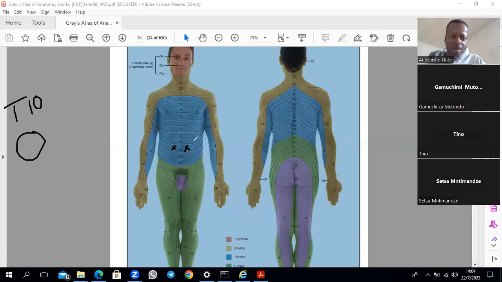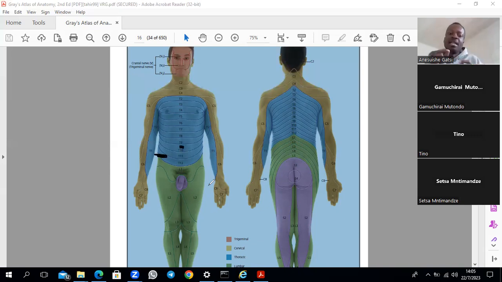I'll draw for you where the appendix is. The appendix is somewhere here, where I've shaded there. But the pain goes to the umbilicus. The reason why abdominal pain refers to the midline, all of it, is because embryologically, the whole gut tube starts in the midline before the organs swell and rotate. So all the organs refer the pain to the midline initially.